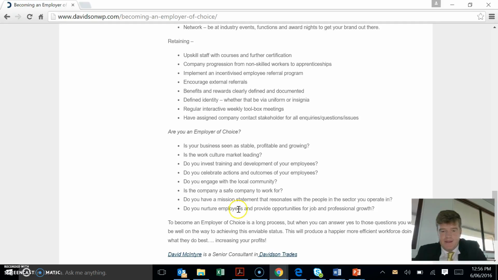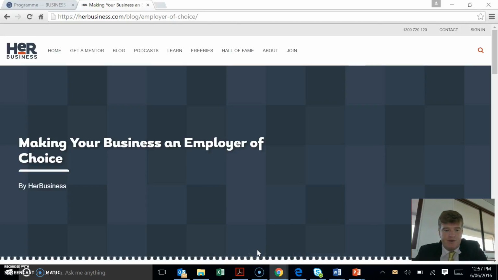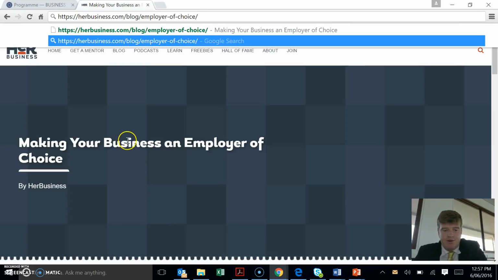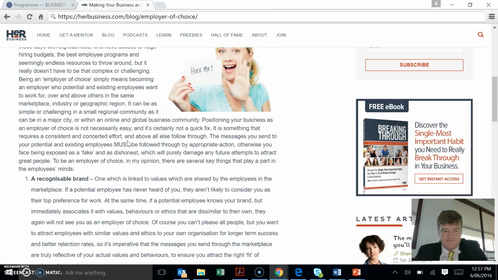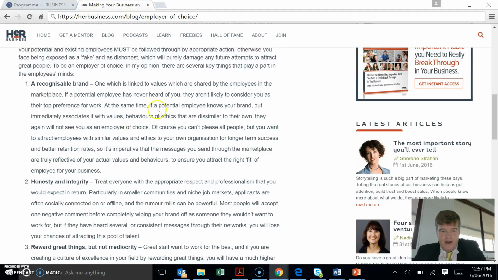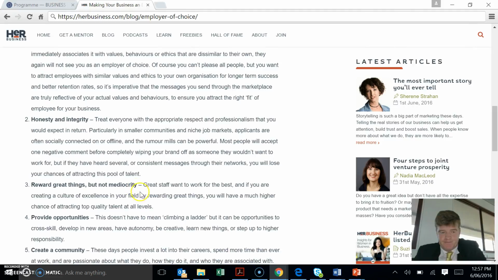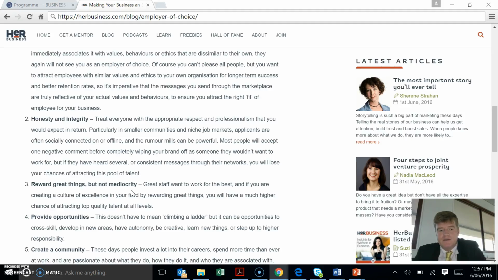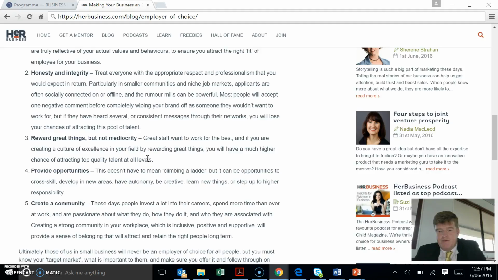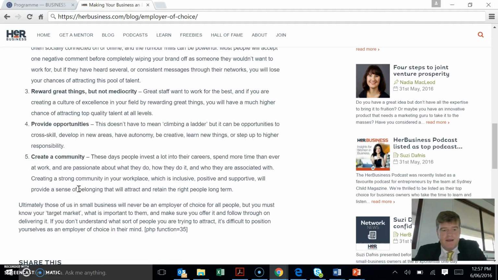The second article that I wanted to look at was a shorter one, just about becoming an employer of choice. They talk about some of the things you might look at: brand, treating people with respect, rewarding great things. Rewards are an interesting area, because if we reward things that are too simple, it doesn't get people to aspire to really big things. So make sure the things you're rewarding are significant achievements and breakthroughs. Provide opportunities, including learning new things and more responsibility, and create a community, making a social context around the work.